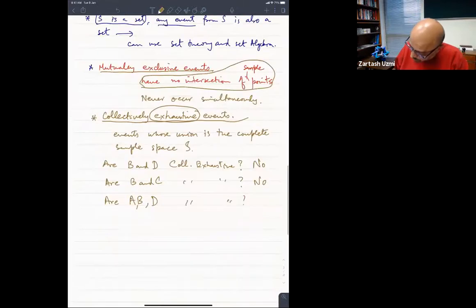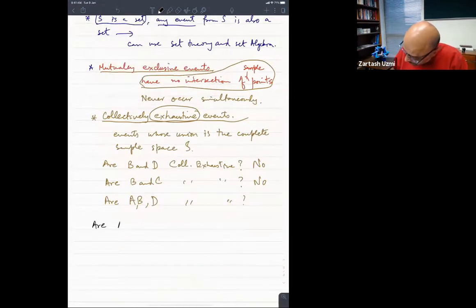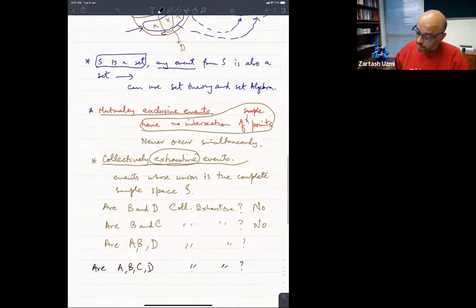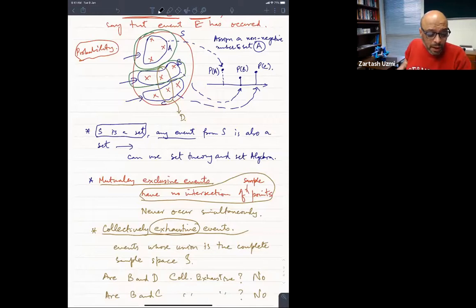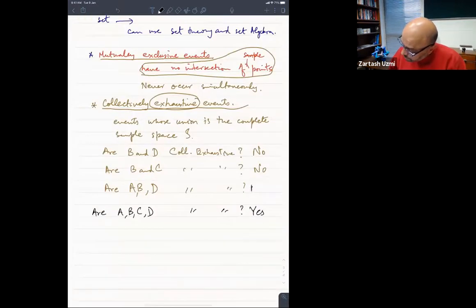Now I'm going to ask, are A, B, C, D collectively exhaustive? A, B, C, and D. चारों का अगर यूनियन ले लें तो are they collectively exhaustive? The answer is yes. क्योंकि चारों को अगर हम यूनियन ले लेंगे तो सारे के सारे पॉइंट्स इकट्ठे हो जाएंगे. And this is yes. This is of course no.